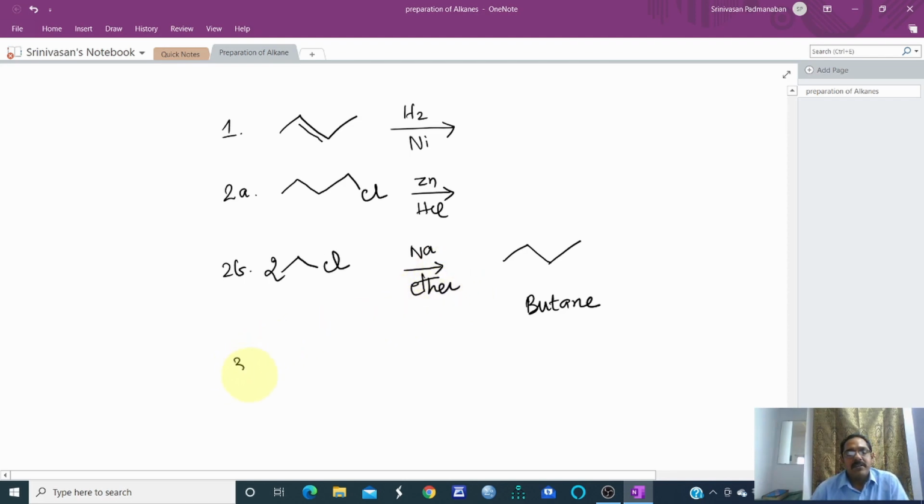So what is the third type, Kolbe's reaction? The Kolbe's reaction is CH3CH2COOK. We have to take this in the presence of water, electrolysis. We will have butane. So this is the summary of all the reactions.